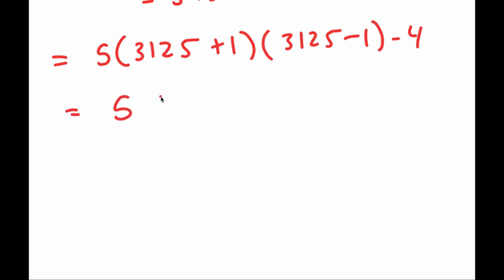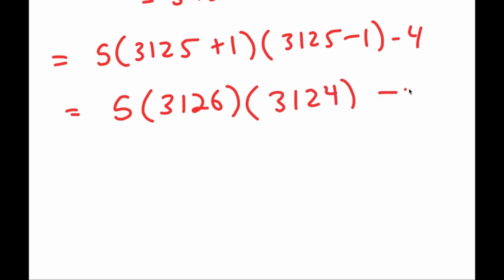Now all that's left to do is to simplify this. So 3,125 plus 1 is 3,126. And 3,125 minus 1 is 3,124. And then we have minus 4 at the end. So the main challenge right now that we have is multiplying 3,126 with 3,124.